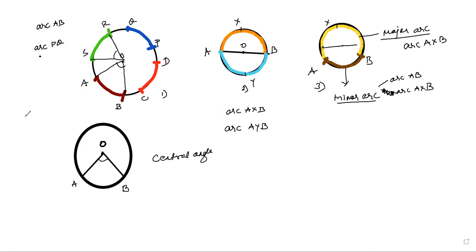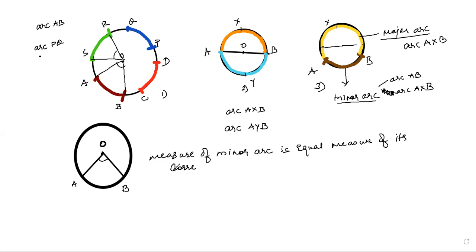And now remember, children, what I'm saying, a very important statement I'm going to write. Just have a look at this statement, children. The measure of a minor arc is always equal to the measure of its corresponding central angle.